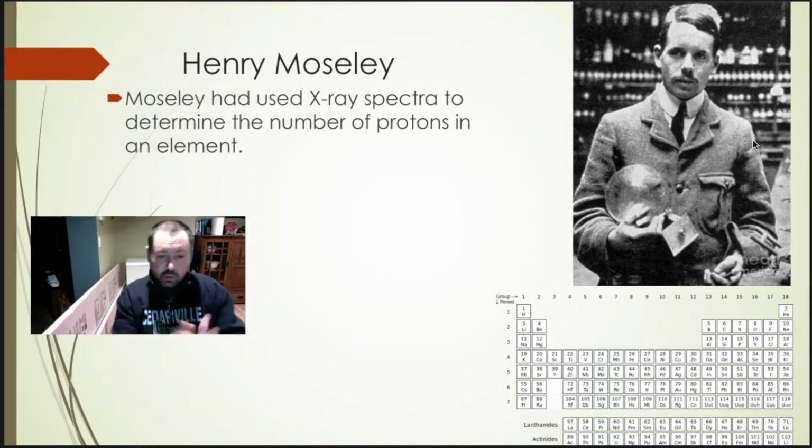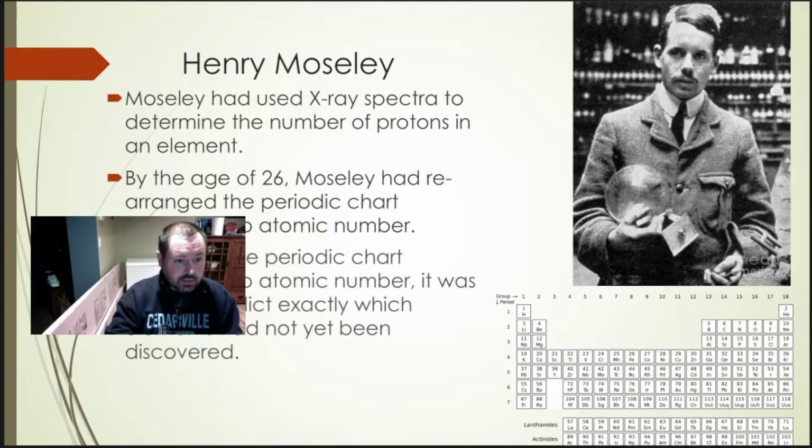So imagine you arrange the periodic chart. It goes 10, 11, 13. Wait, 10, 11, 13, we must have missed one. So now, without a doubt, by arranging everything according to atomic number, we can find out which elements we may have missed and which ones we didn't miss.